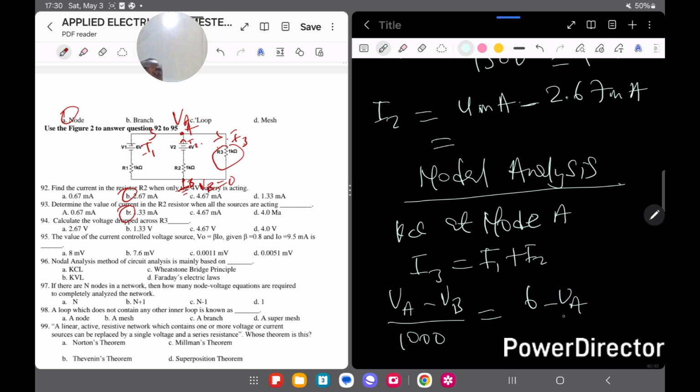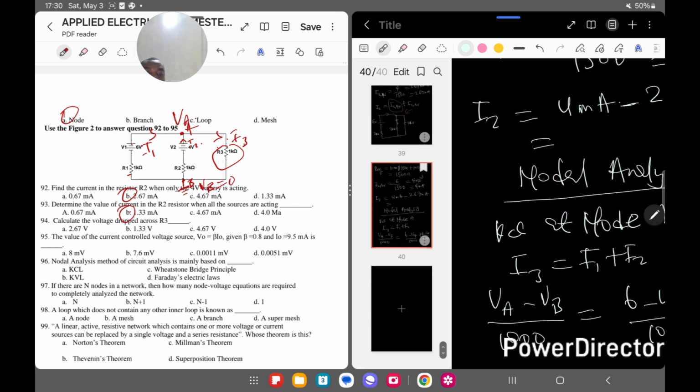So minus VA. Then we look at the branch again. First branch, you see that we have only 1 kilo ohm there. So we divide it by 1 kilo ohm, which is 1000. Now plus the second branch. The second branch here, again, you can see that it originates from what? V2, right? The current originates from V2. And V2 here is what? 4. So 4 minus VA, then divided by 1000 as well.